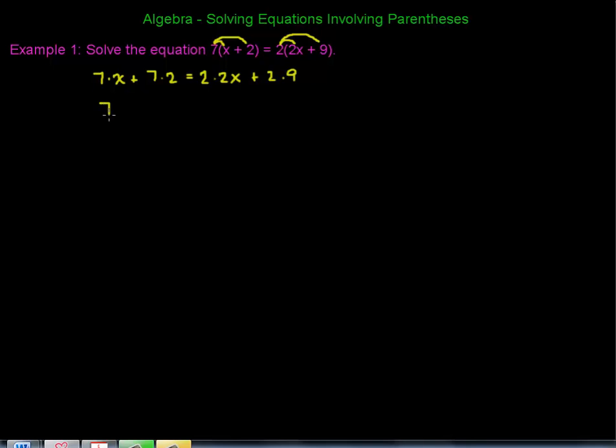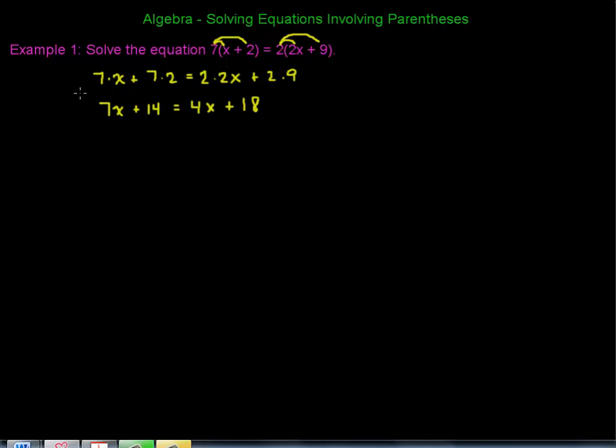So 7 times x we can write as 7x plus 7 times 2 is 14, and 2 times 2x is 4x, and plus 2 times 9 is 18. Okay, so now our next step will be to try to get all of our x's on one side of the equation and all of our numbers on the other side.